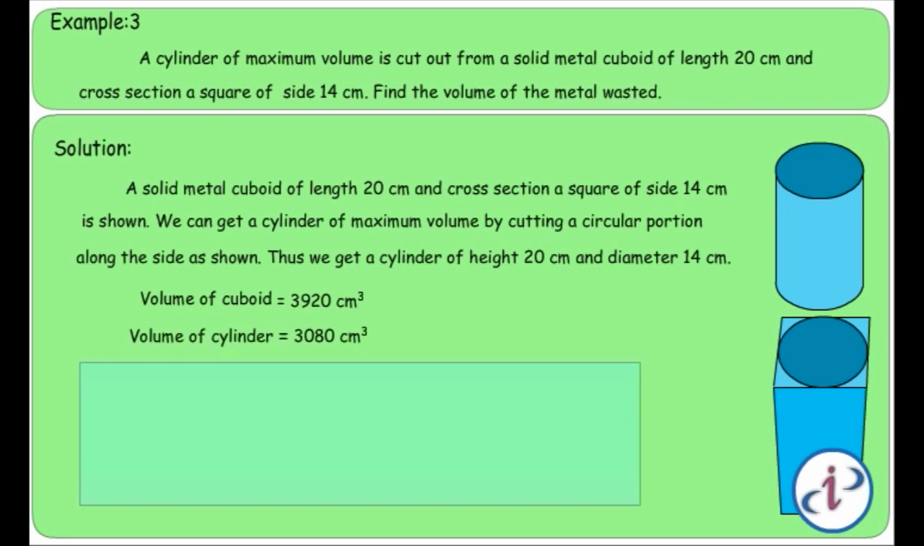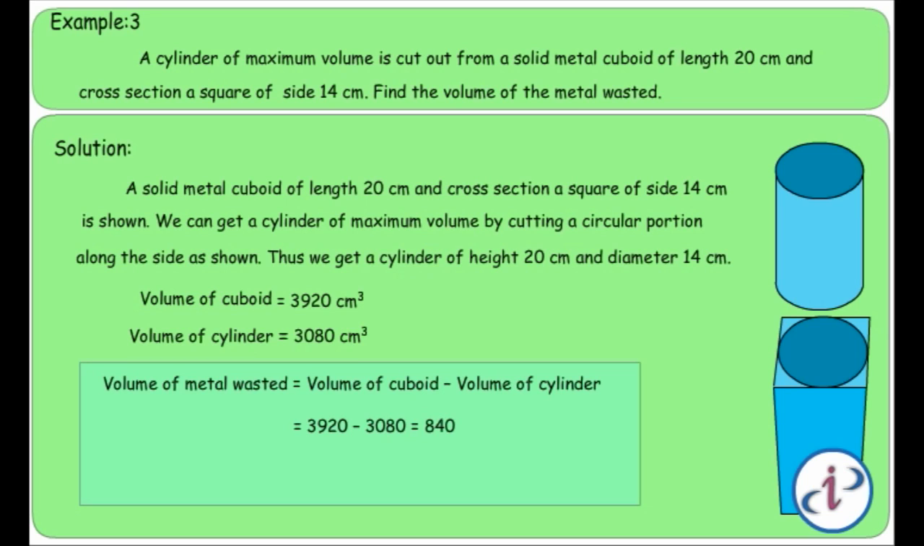We can find the volume of metal wasted by subtracting volume of the cylinder from volume of the cuboid. It is equal to 3920 minus 3080, which is equal to 840. Thus, the volume of wasted metal is equal to 840 centimeter cube.